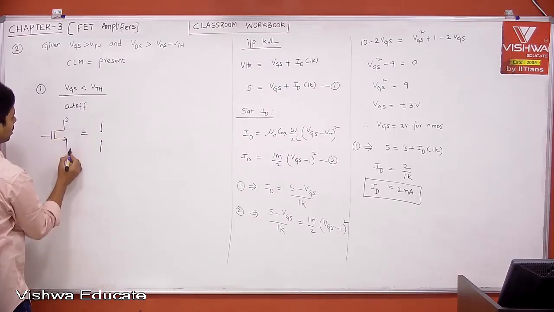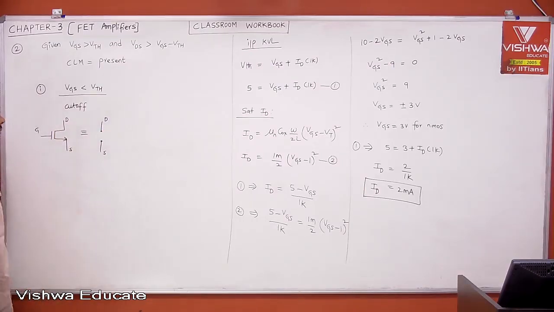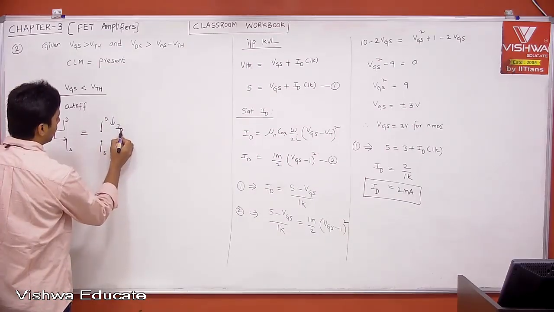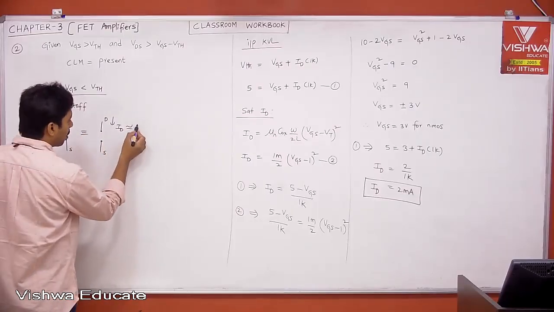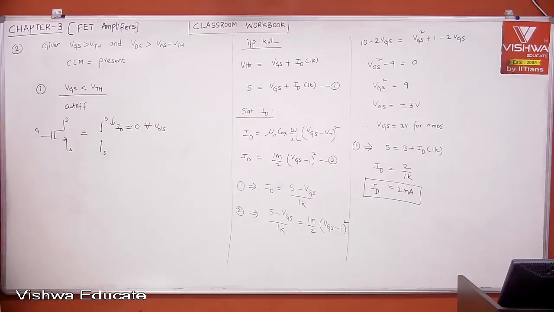This is drain, source, gate. Between drain and source, it is open. And your ID is equal to 0. Therefore, what is your ID? Actually there is a reverse saturation current through the channel that you can take approximately 0 for all VDS. Whatever VDS you apply, your ID is equal to 0.